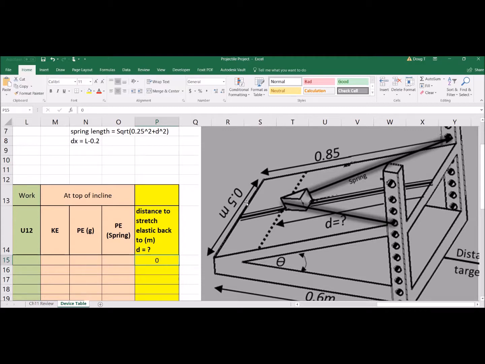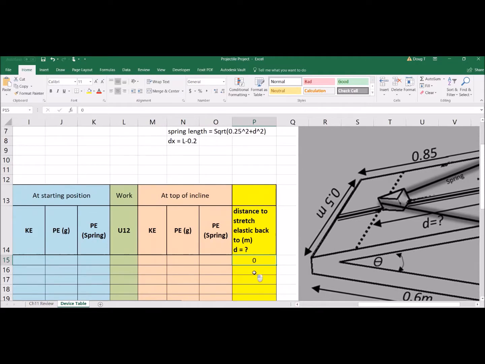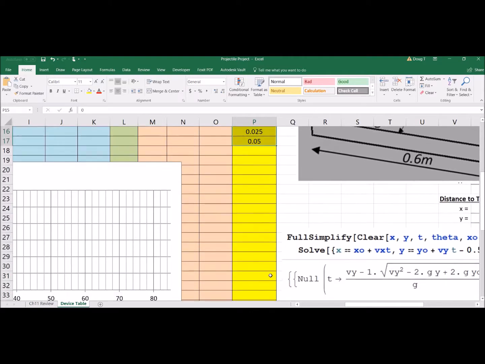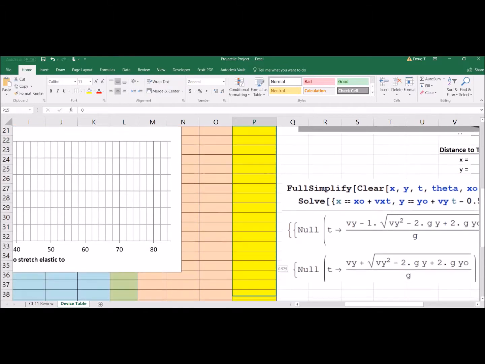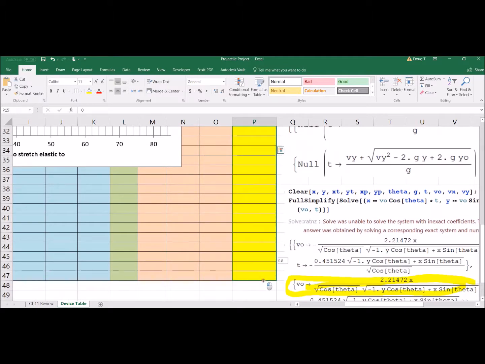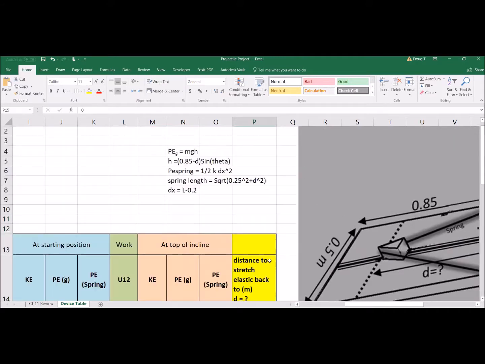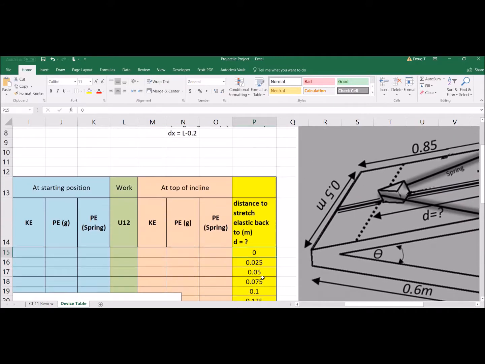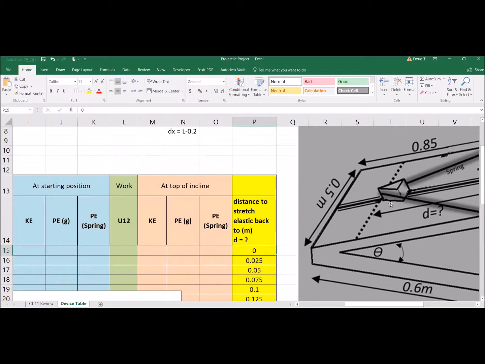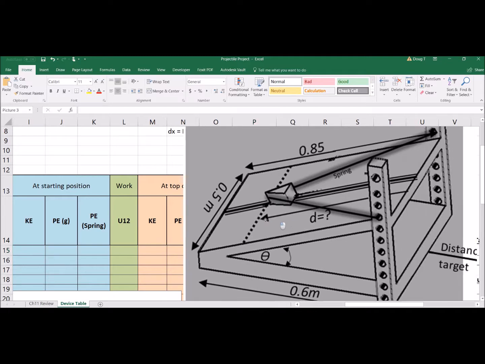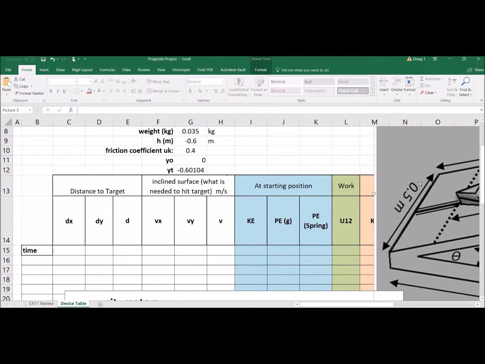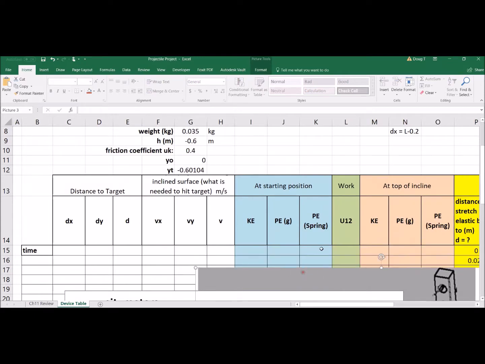Okay, so if we're going from 0 to 0.85, what kind of increments? I'm going to take some nice small increments, so 0.025. Okay, and then I'm just going to copy this down. If you grab the lower right-hand corner and just pull it down, there's the stretching from 0 to all the way back. From this initial stretch, what would my potential energy be? Okay, so let's go over to the next column and figure out potential energy.